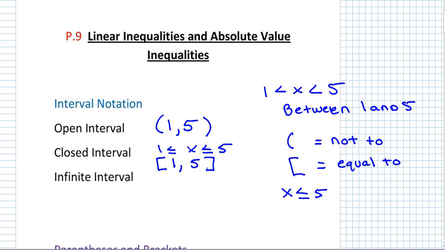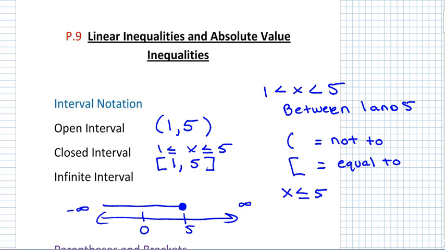An infinite interval is something like x is less than 5 or less than or equal to 5, where it goes on in one direction because it's all the numbers less than or equal to 5. So when you look at that on a number line, here's 5, and let's say 0 is over here. If you go out to the left, that's said to be negative infinity, and if you go all the way to the right, that's positive infinity. If it's less than or equal to 5, if you graphed it, it would look something like this, where you have a dot because it's less than or equal to, and it goes to the left.